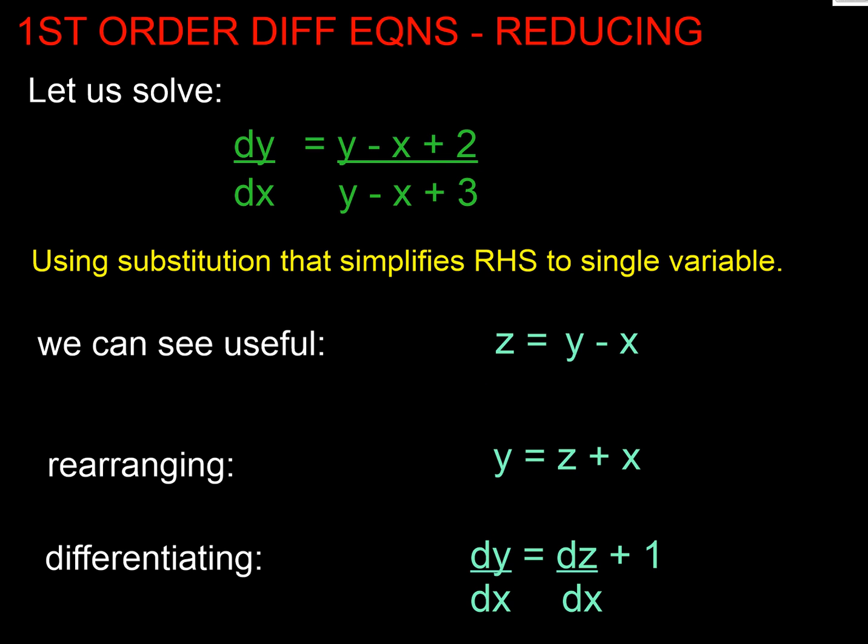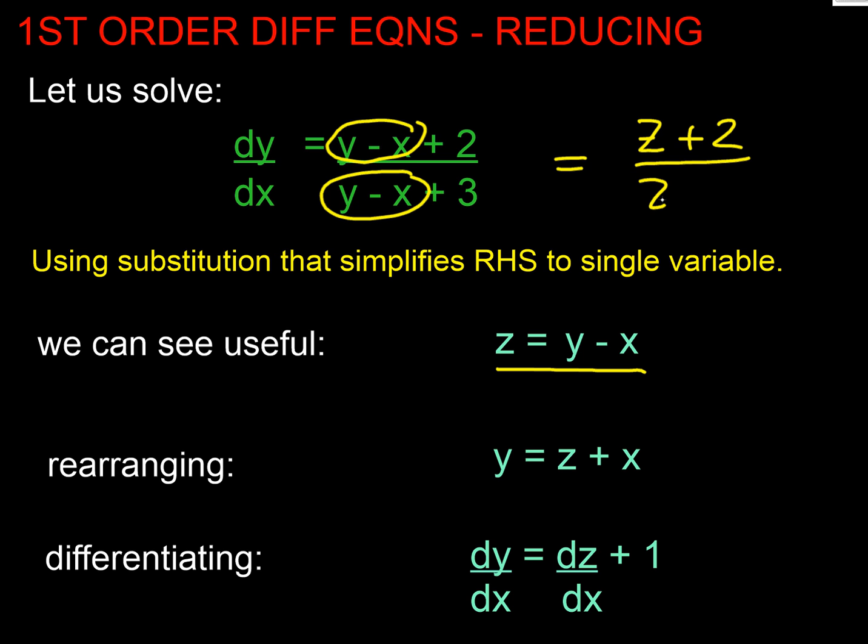So have a look at my second example. Well, again, I've got a mix of x's and y's and I can't separate it. But what I can see is I've got the same pattern here, a combination of x's and y's. So I'm going to use that as my substitution. So z is going to equal y minus x. So I can rewrite my right hand side as z plus 2z over z plus 3. I've achieved my objective. I've got a single variable on the right hand side.